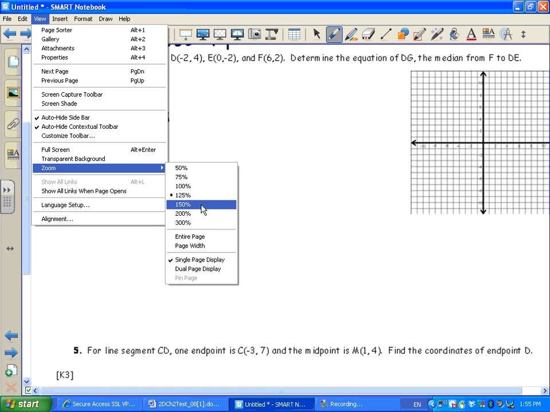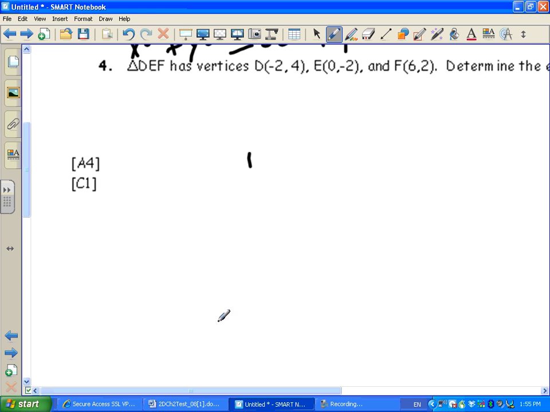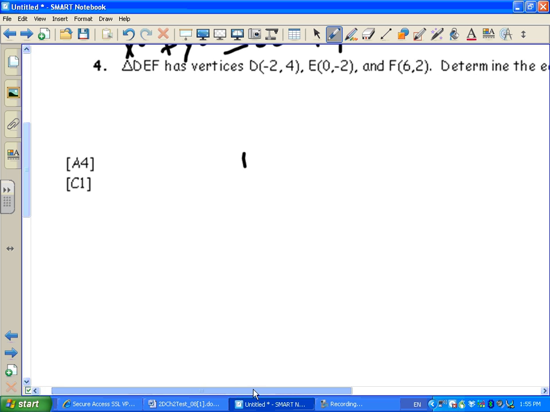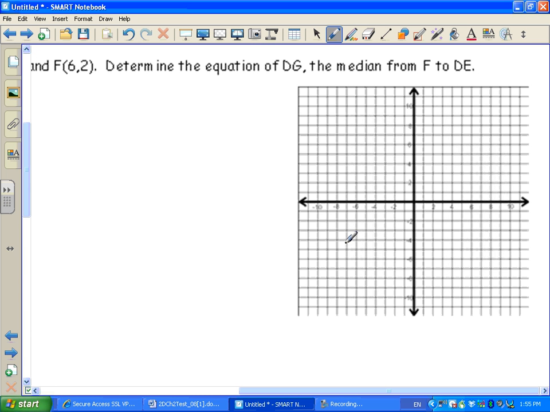Oh, it's supposed to be the equation of FG. Go to 200, and then go sideways. Good. Okay. Now also, remember on the test, apparently I changed this question to FG, the equation of FG. So we're just going to scratch out DG and make that FG. Okay, that's what the question actually said.